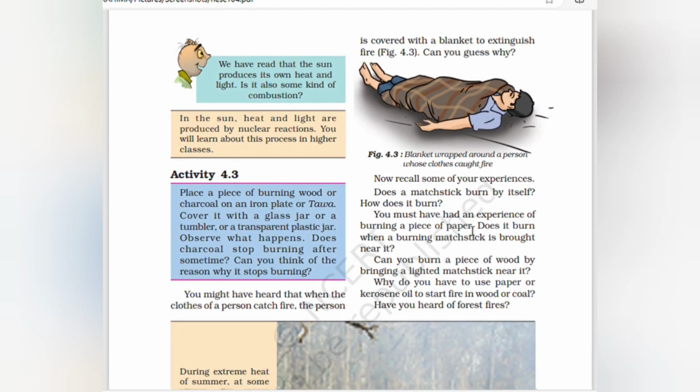Now recall some of your experiences. Does a matchstick burn by itself? How does it burn? You must have had an experience of burning a piece of paper. Does it burn when a burning matchstick is brought near it?